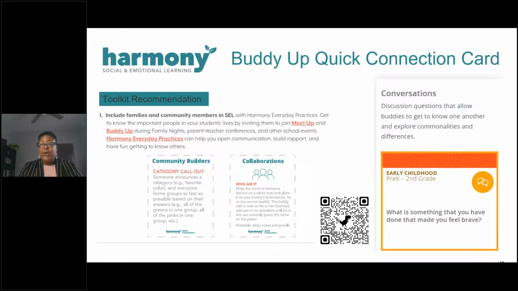With the primary focus of our Harmony program being building relationships, our Harmony Quick Connection cards can be utilized with students, staff, families, community members in various settings to provide quick and easy ways to develop rapport, open communication, and have some fun with our conversation cards, where there's something to talk about. For example, what is something that you have done that made you feel brave? And haven't we had to be brave over this last 20 plus months? We also have our collaboration cards, which is just an activity, something to do together, as well as our community builders. And this QR code will take you to our online learning portal to access these quick connection cards.